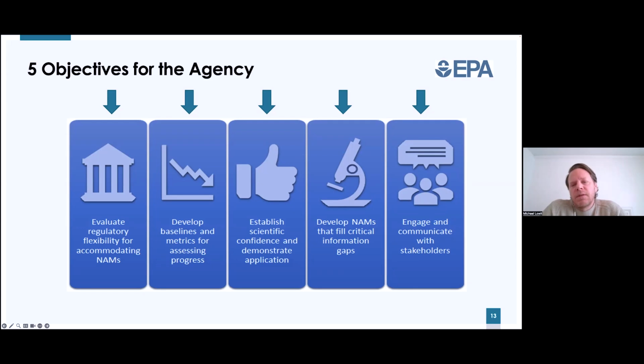The final objective is to engage and communicate with stakeholders. I can't stress this one enough. Widespread use and reliance on NAMs in agency decisions requires a fundamental change in thinking, given that traditional approaches have been used for decades. Given this, effective engagement and communication with stakeholders is essential to increase acceptance, obtain constructive feedback, and improve the acceptance of using NAMs to inform agency decisions.